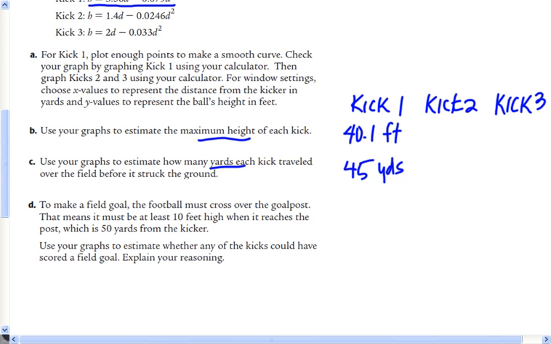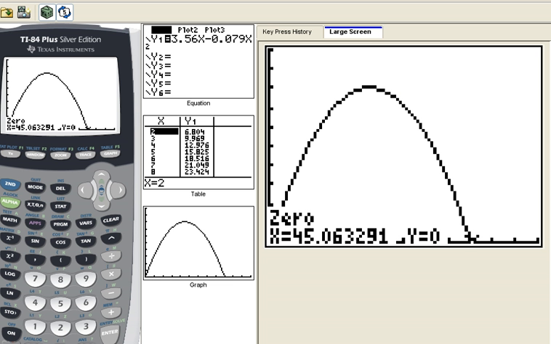Okay, now question D says to make a field goal, the football must cross the goalpost. That means it must be at least 10 feet high when it's 50 yards from the kicker. So some of you are thinking, well, it didn't even go 50 yards, so this one definitely is going to work. But I'll show you how to find that value.